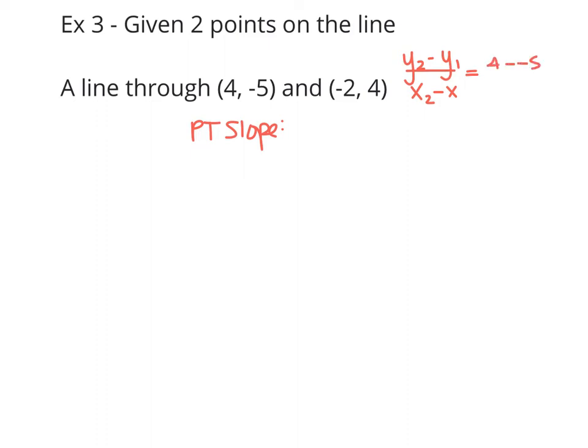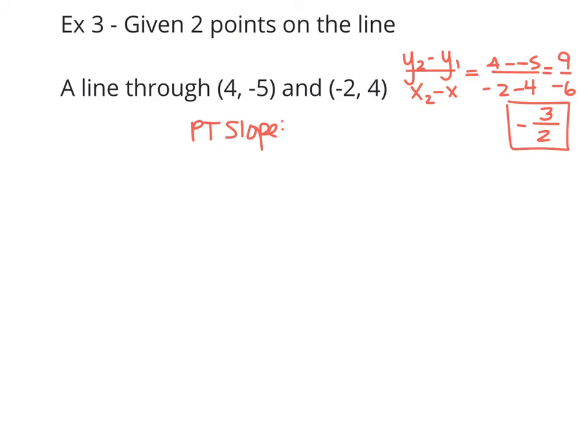4 minus negative 5 over negative 2 minus 4. Let's see, that's going to give me positive 9 over negative 6. You do want to simplify that if you can. It's just going to make it easier to work out. So that's going to be negative 3 over 2 as my slope.